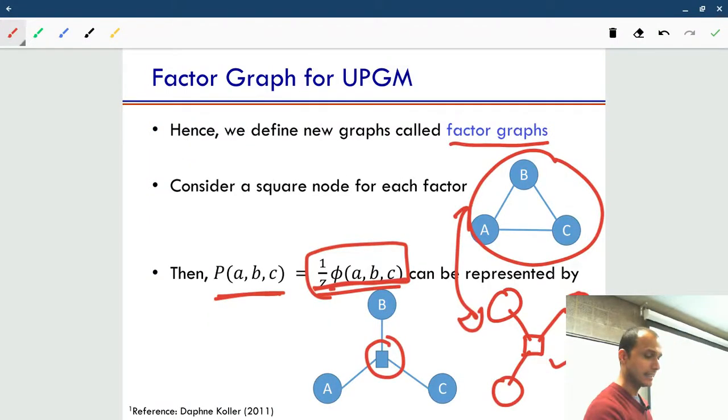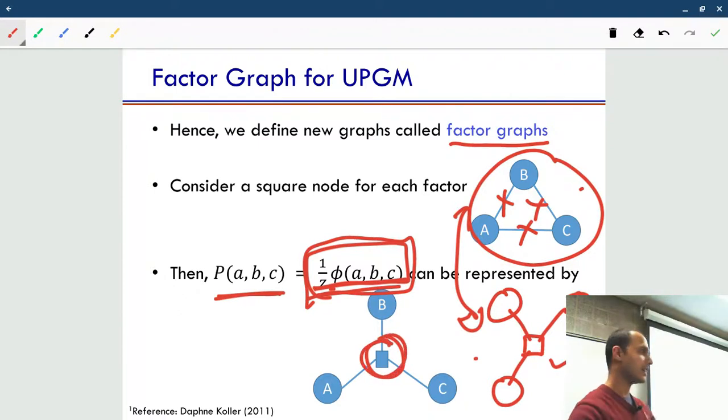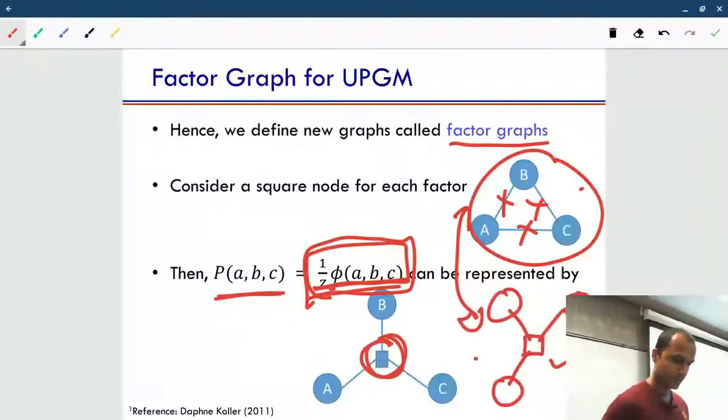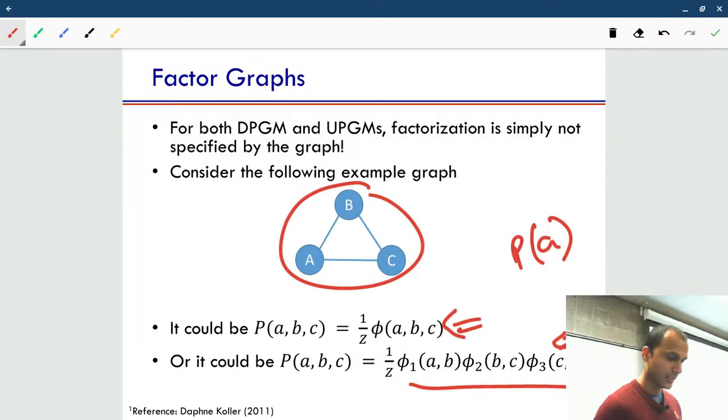So is this example clear? From here to here, all I said is drop these edges, okay? And since there's only one factor here in this representation, I'm going to put a square. I don't have to label it, and then I'll connect the arguments of that factor with edges, okay? In the previous slide, the second case, the graph will essentially look like a triangle with 3 square boxes between all the nodes.